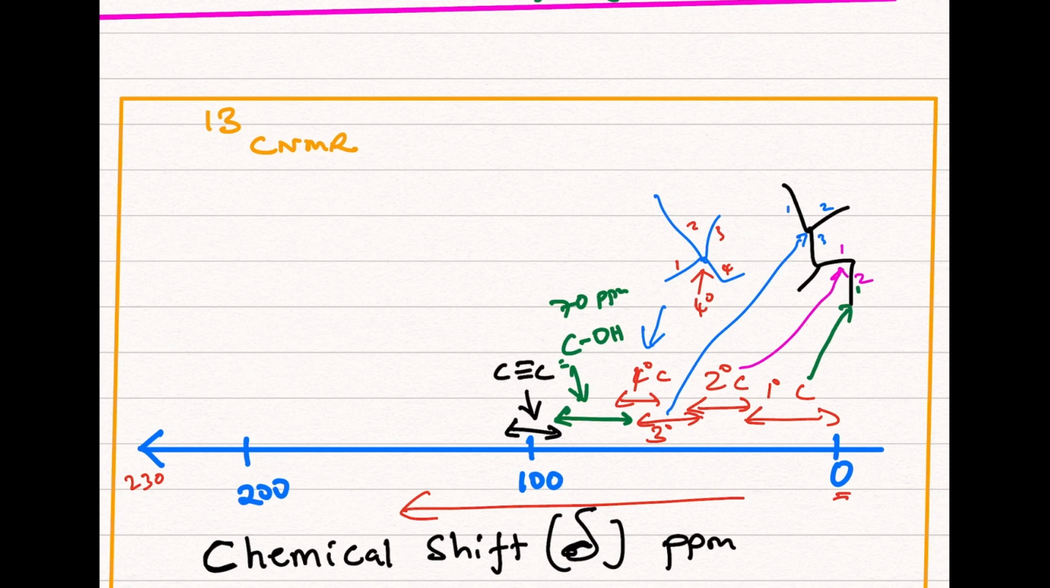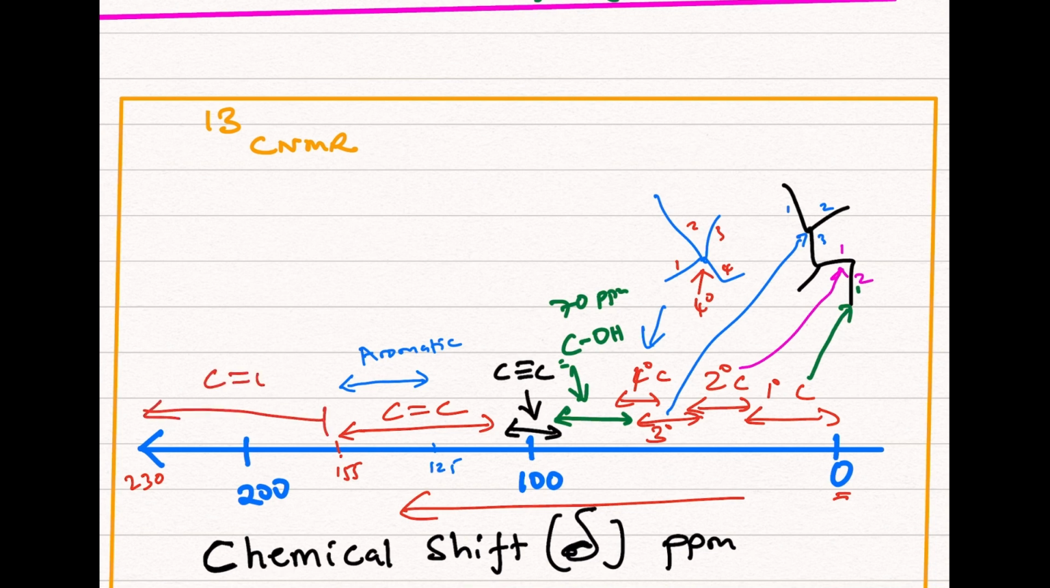Then we have a very big area from around 110 to 155 ppm. That's the alkene carbon. There is a narrower region from around 125 to 155. So it overlaps with the alkene, and that will be the aromatic carbon. Then the last region is from around 160 going all the way to 230. That's carbonyl carbon, so carbon connected to a double bond oxygen.